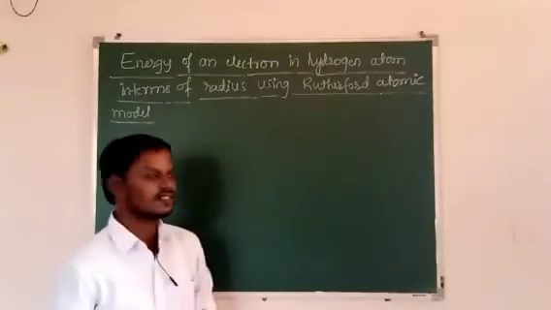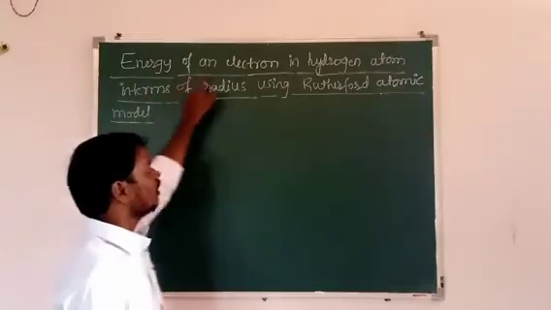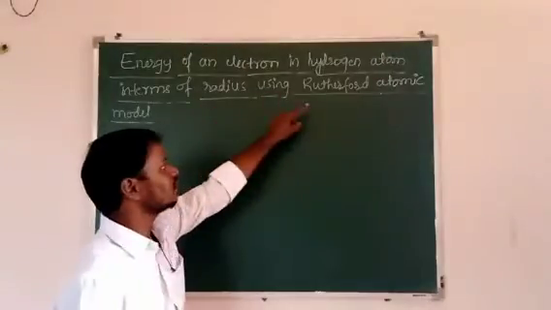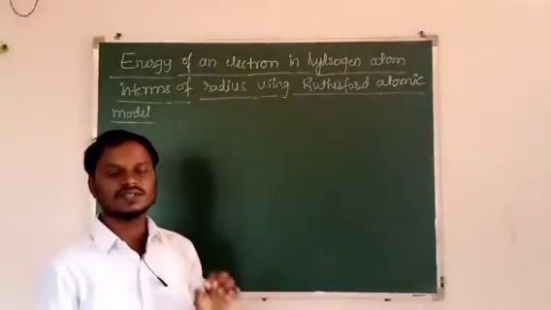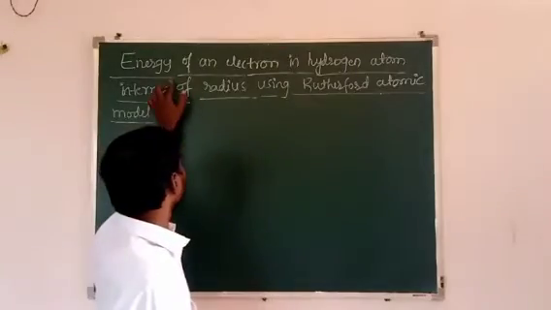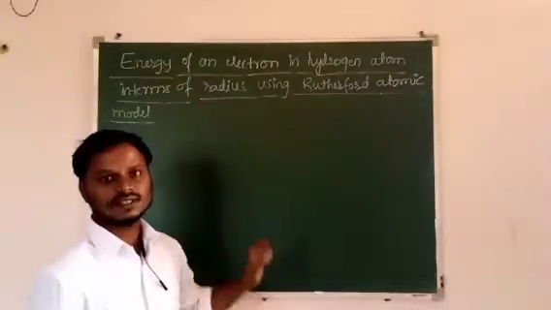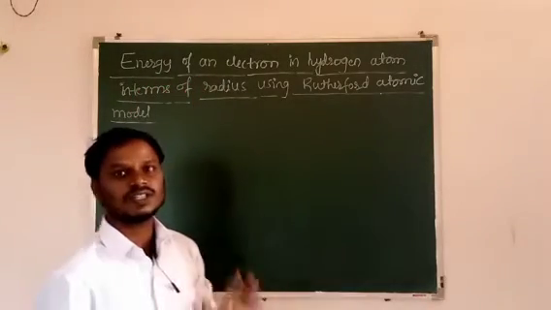Hello dear students, in today's class we are going to derive the expression for the energy of an electron in hydrogen atom in terms of radius using the Rutherford atomic model. We are going to derive the energy of an electron in terms of the radius of the orbit.